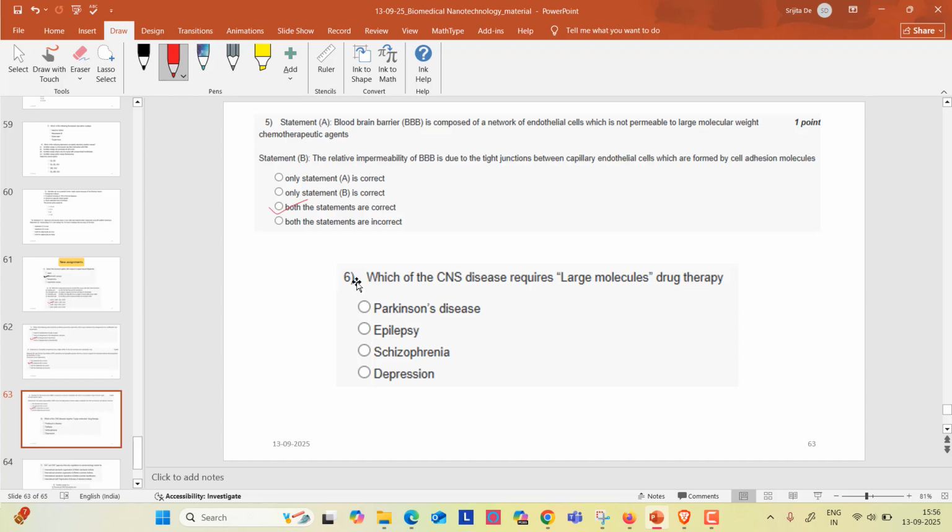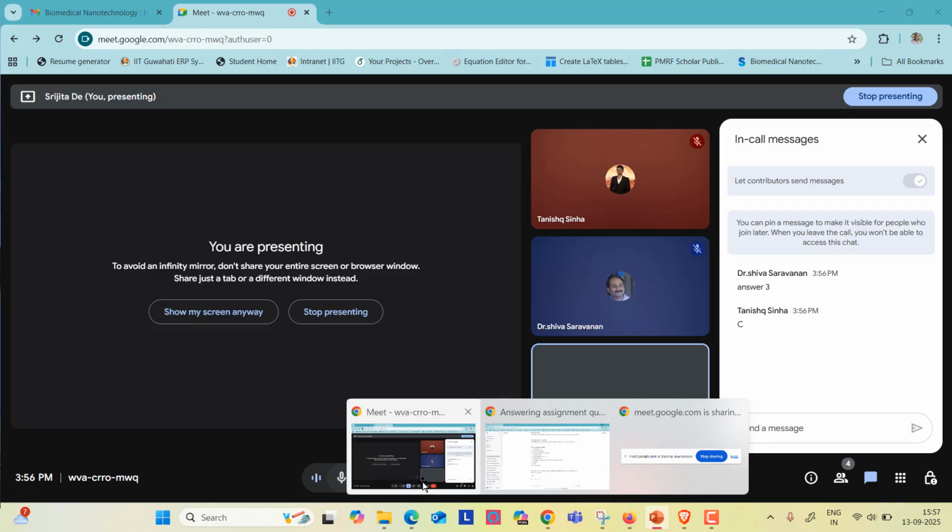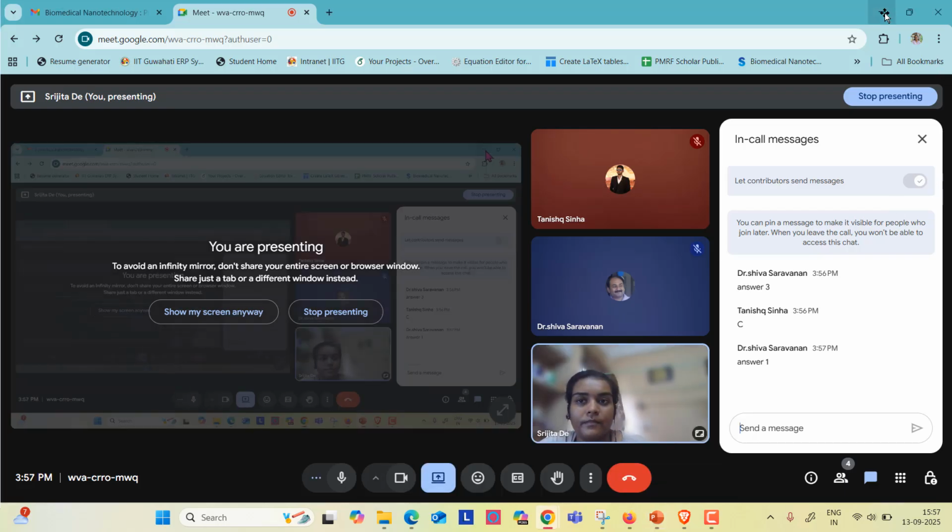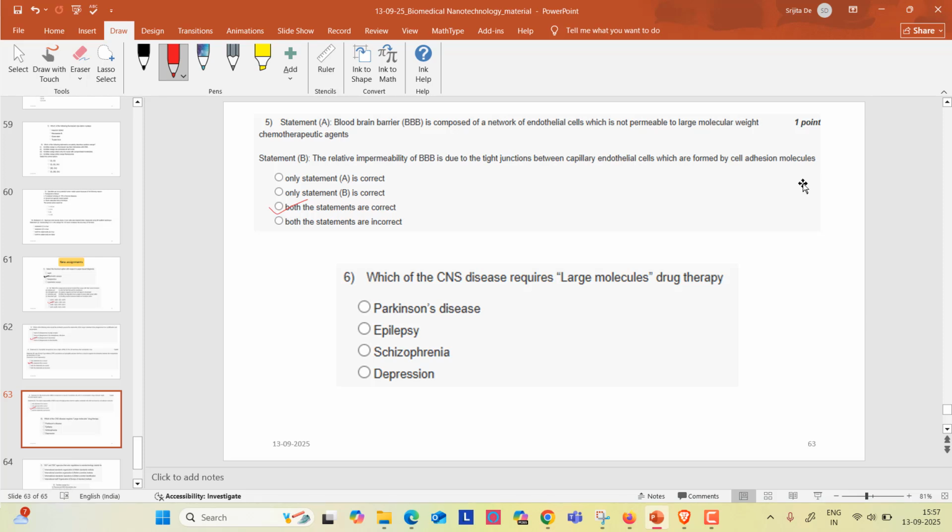Next question. Which of the CNS diseases requires large molecule drug therapy? Yes, the answer is Parkinson's disease.